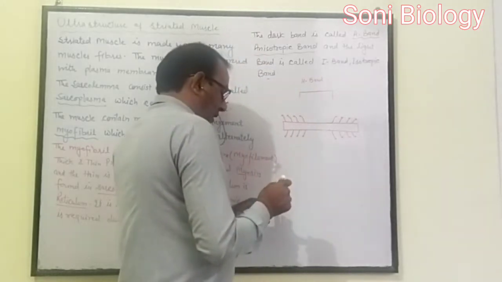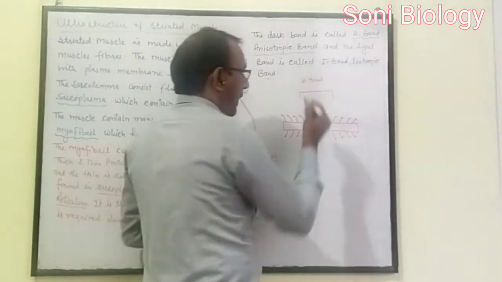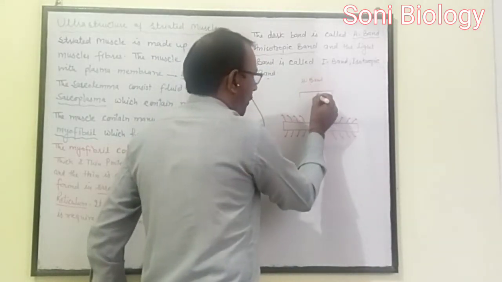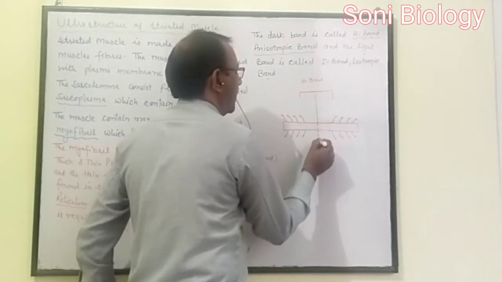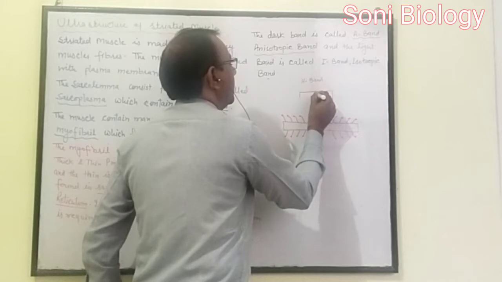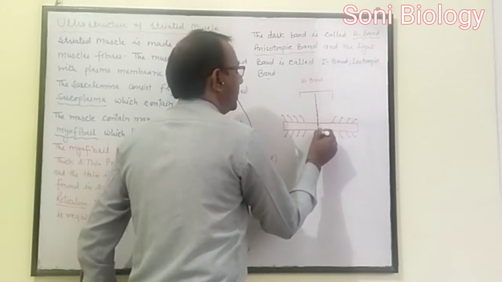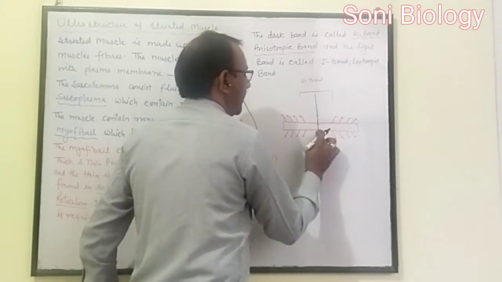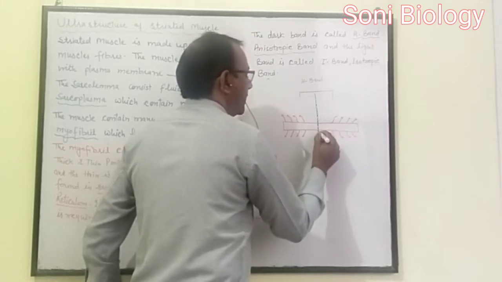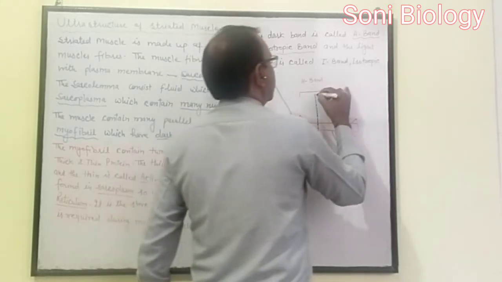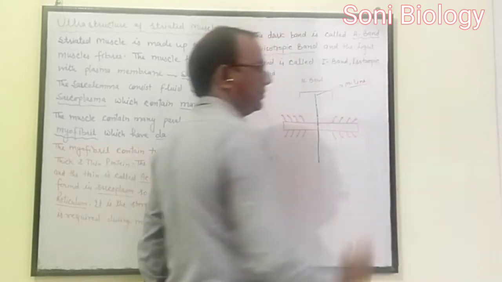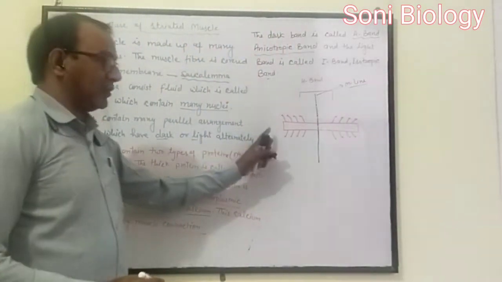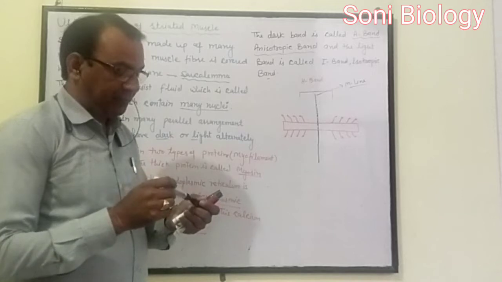From the center of the H band, a dark line passes through. This dark line which passes through the center of the H band is called the M line. This is the structure of the A band.